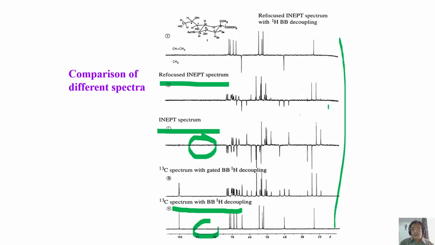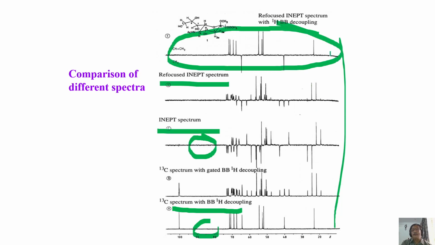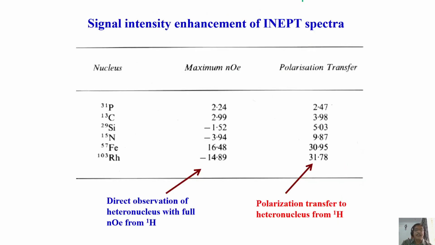And no doubt, if you can get the refocused INEPT spectrum with broadband decoupling, it is definitely a better spectrum. So the maximum signal intensity enhancement you can see is different for different nuclei. Phosphorus 31, if you directly observe with NOE and decoupling with proton, you get 2.24 times enhancement. If you do polarization transfer, you get 2.4. Most important is look at nitrogen 15.